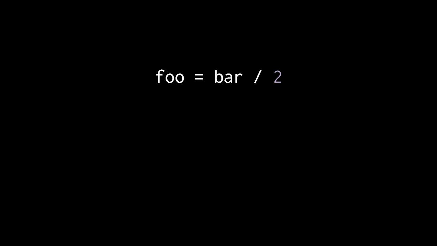Assignment in JavaScript is considered an operation, not a distinct kind of statement. The assignment operator is an equal sign, and you put the target of the assignment on the left and the value to assign on the right. For example here, the division operator has a higher precedence than the assignment operator, so the division here is done first. So bar divided by 2, that value is assigned to the variable foo. If we were to write the equivalent statement in Pigeon, it would look like this.